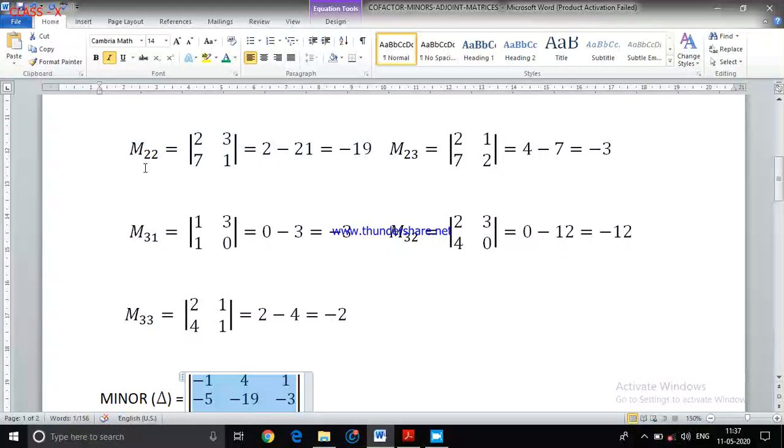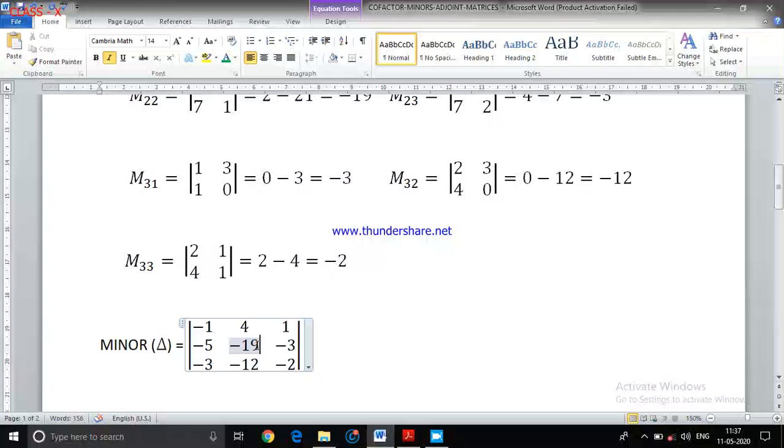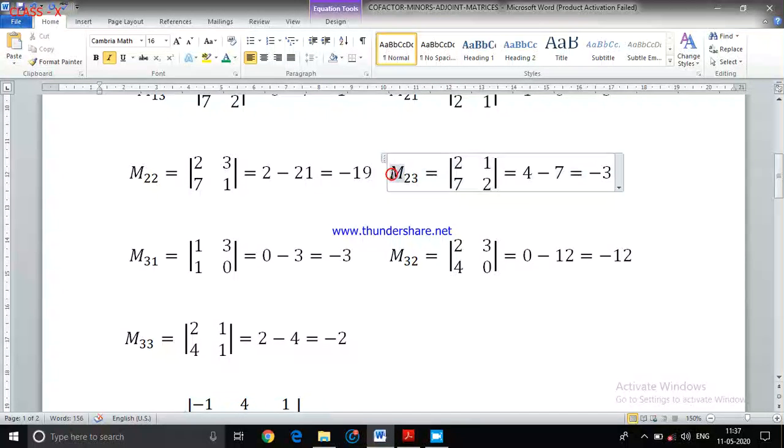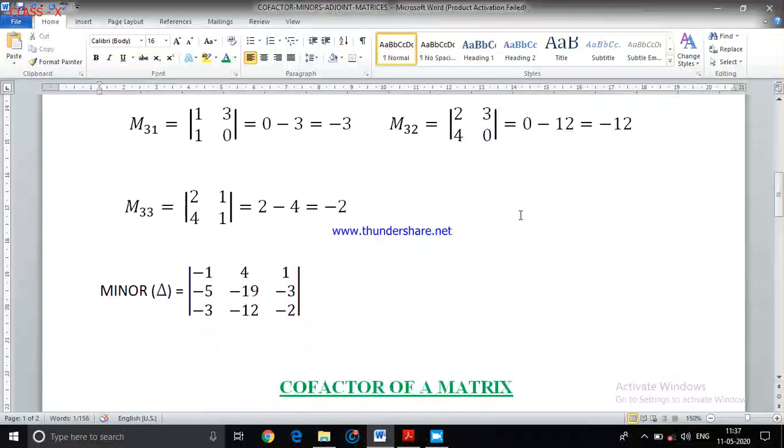If you remember, the M22 value is minus 19. So here is the minus 19. Then the M23 value is minus 3. M23 means second row, third column. Second row and third column is minus 3. Here I get minus 3. Even M31 is also minus 3, so M31 is also minus 3 again.